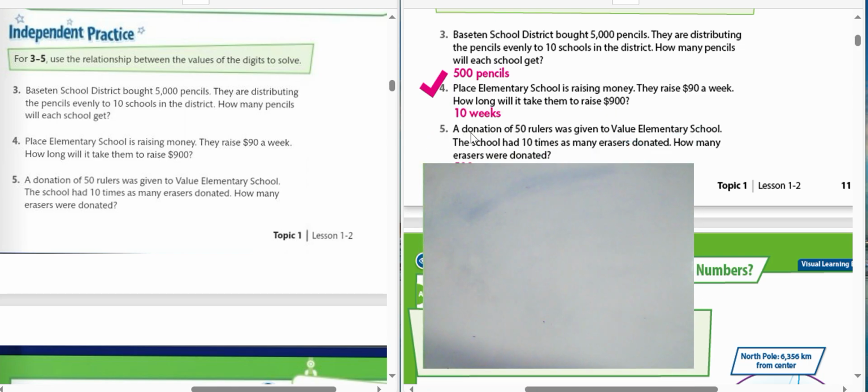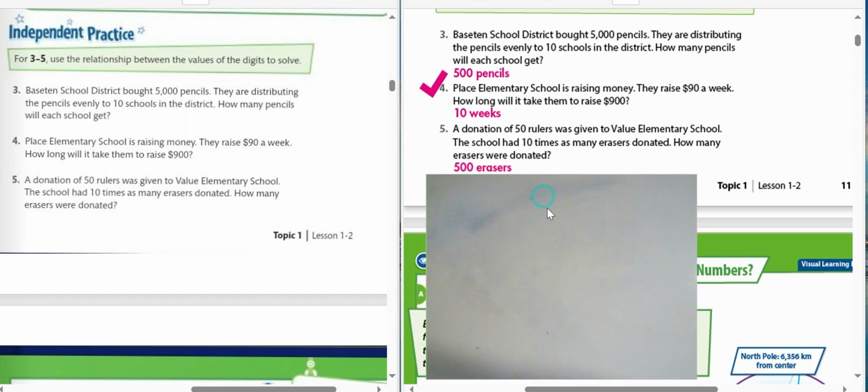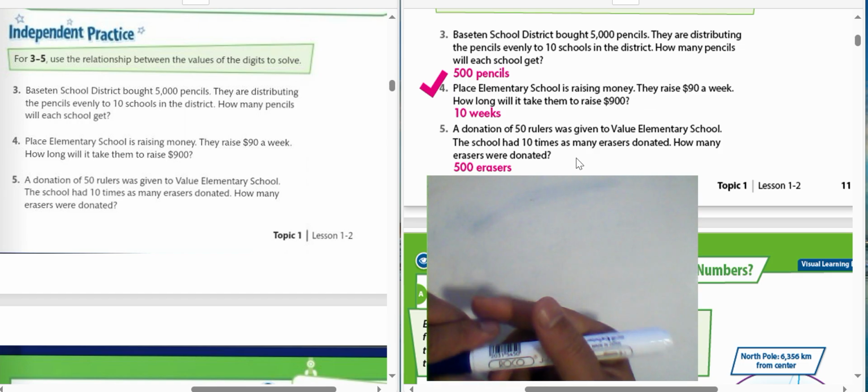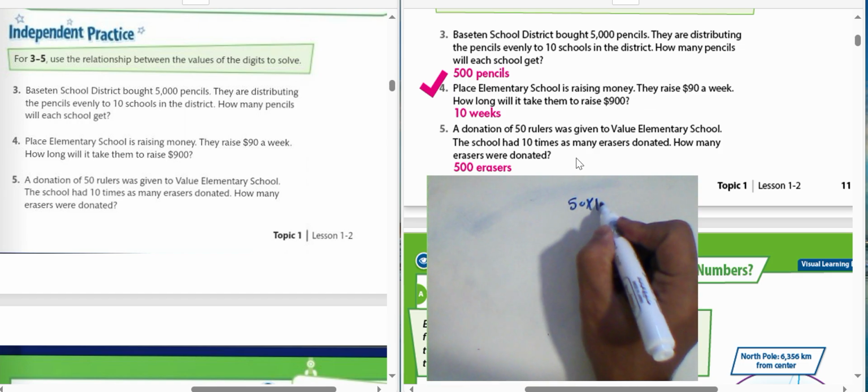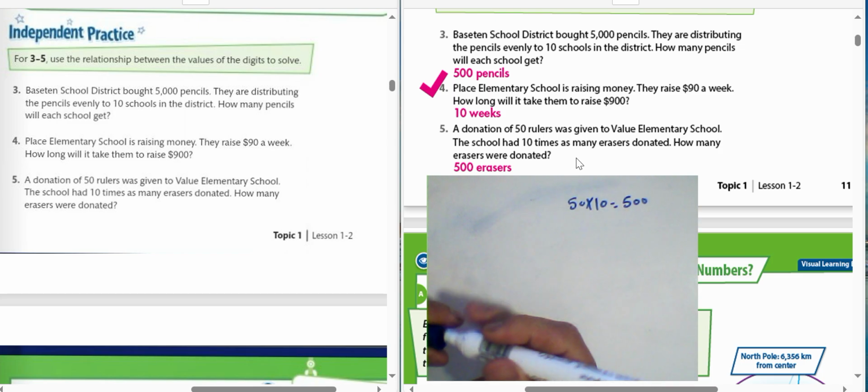Next, question number 5. A donation of 50 rulers was given to Value Elementary School. The school had 10 times as many erasers donated. How many erasers were donated? We have 50 rulers given to the school, and the school had 10 times as many erasers donated. We can write 10 times 50 equals 500. 50 multiplied by 10, the result will be 500.